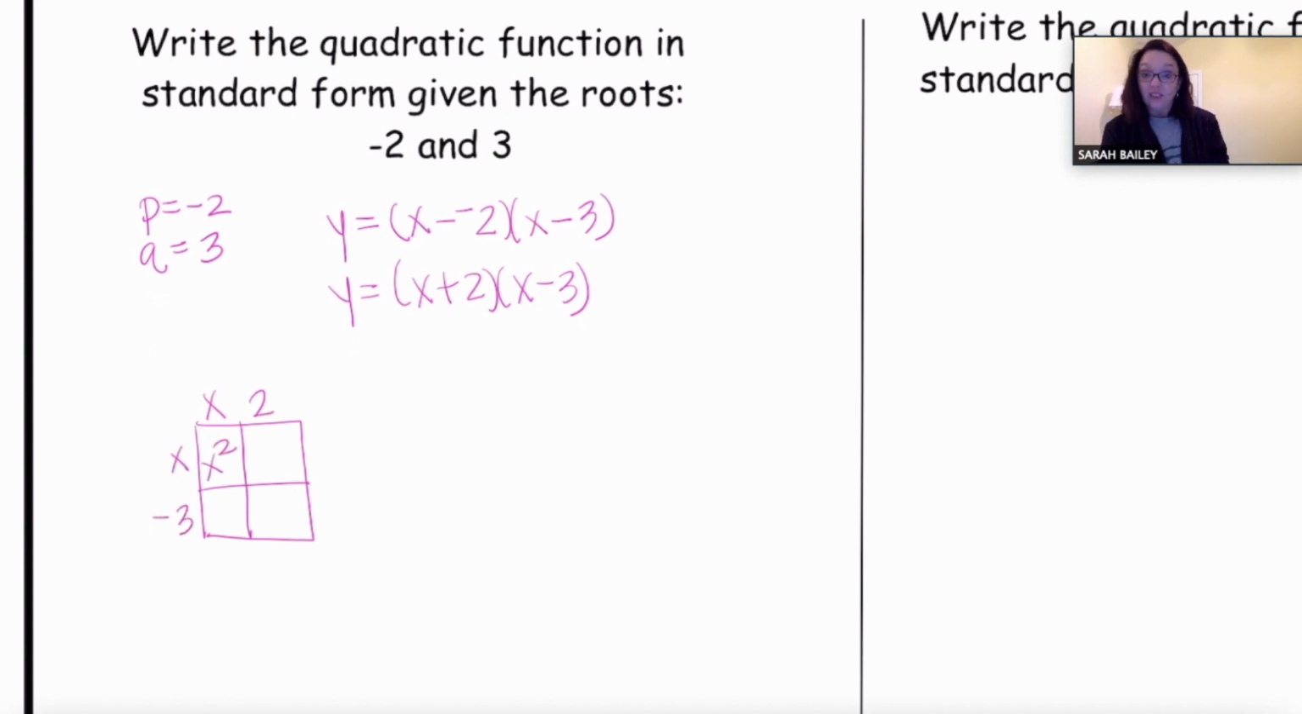x times x is x squared. x times 2 is 2x. Negative 3 times x is negative 3x. And negative 3 times 2 is negative 6. So that's going to be y equals x squared. Then the 2x and the negative 3x are like terms, so I can combine those, which would give me negative 1x, or negative x. So minus x, and then minus 6.